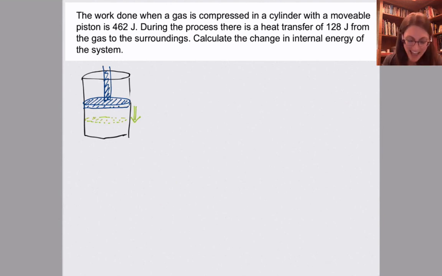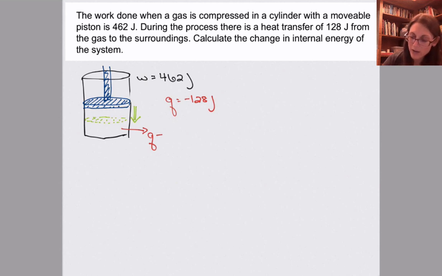So when we're done, our piston is going to be farther down and the gas will have been squished into a smaller volume. And so what we recognize here is that this 462 joules that's corresponding to the work, since it's a compression, that means that work is being done on the system. Delta V was negative, and a negative P times a negative delta V makes for a positive value for work. And during this process, there's a heat transfer of 128 joules from the gas to the surroundings. So if I have heat that's going from the gas to the surroundings, Q is going to be negative in this situation, because the gas is going to be losing energy to the surroundings.